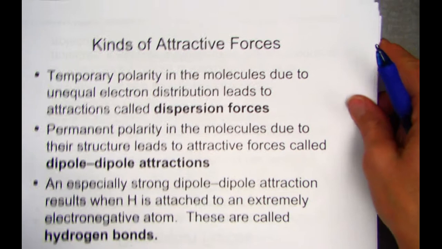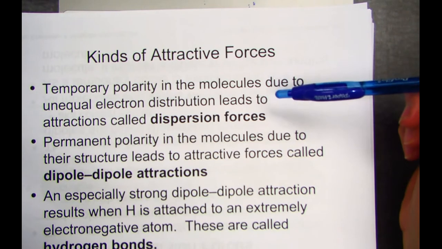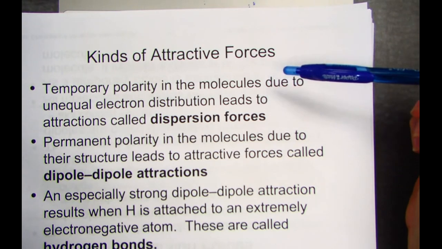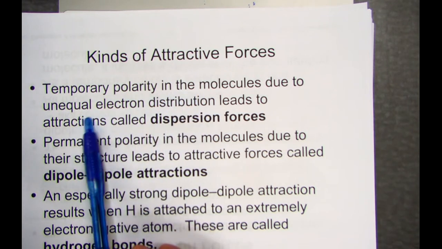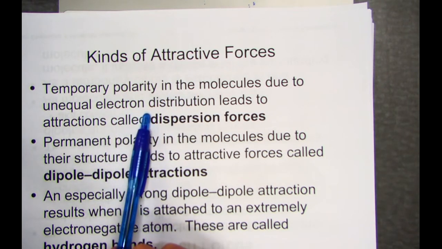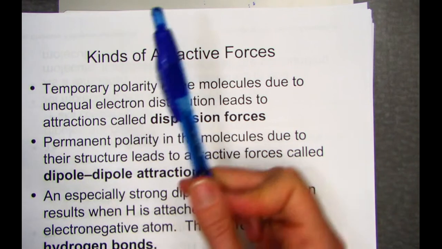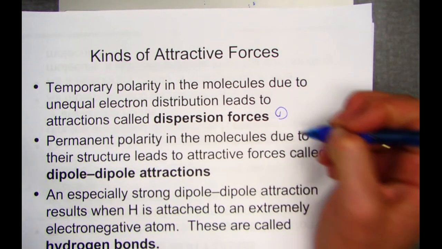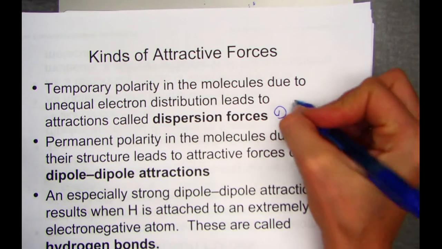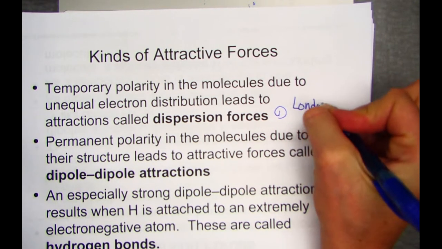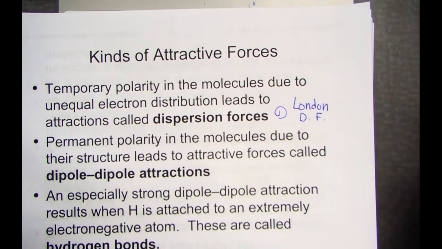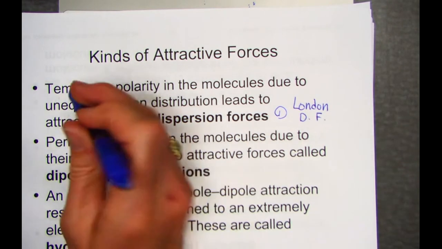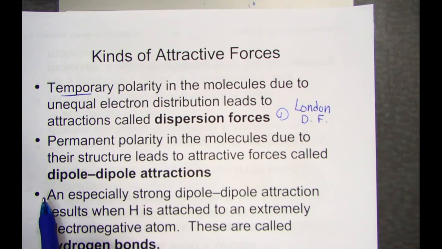Let's take a look at the kinds of attractive forces, intermolecular attractions. Temporary polarity in the molecules due to unequal electron distribution leads to attractions called, and here's the first category, dispersion forces. I've often heard of this called London dispersion forces. It's a person's name. Okay, so let's underline temporary.